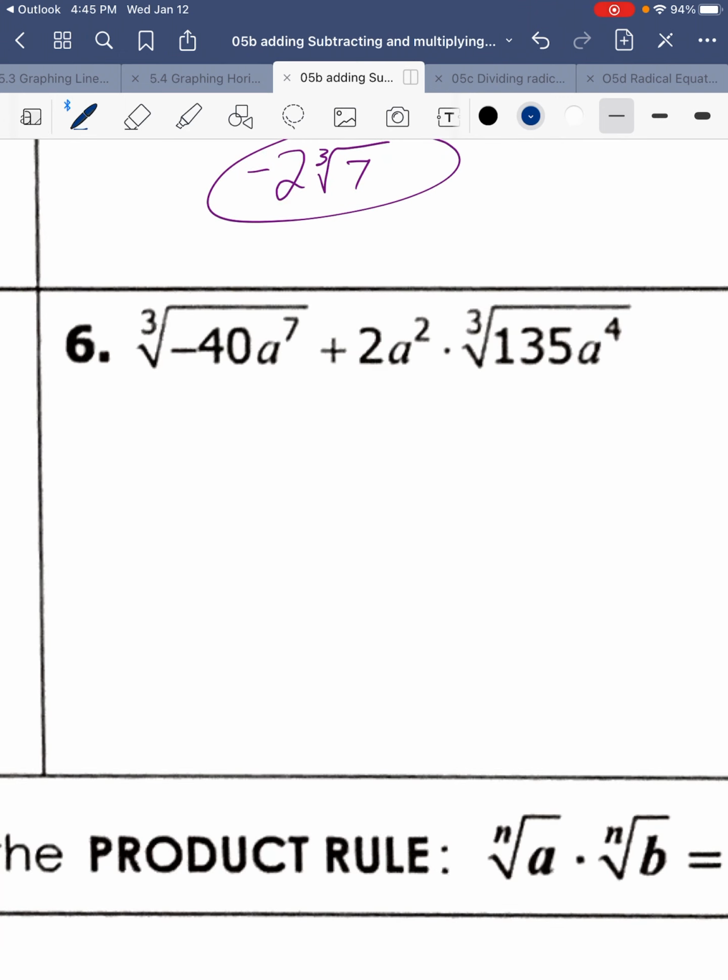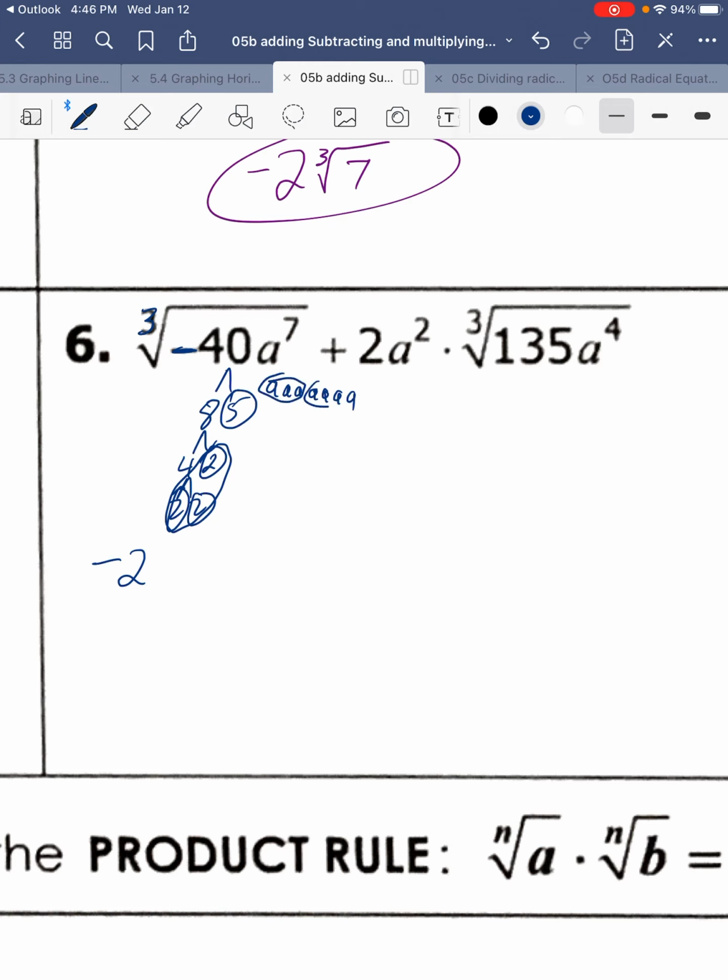Number 6, we have 8 and 5, 4 and 2, 2 and 2. We have a 3, it's a cube root, so 3 2's, that's 8. Because there's a negative, we're going to bring it out as a negative 2. A to the 7th, you can bring out 1, 2, 3, 4, 5, 6, 7 A's.